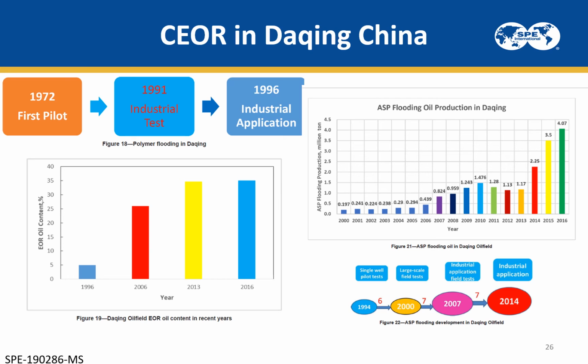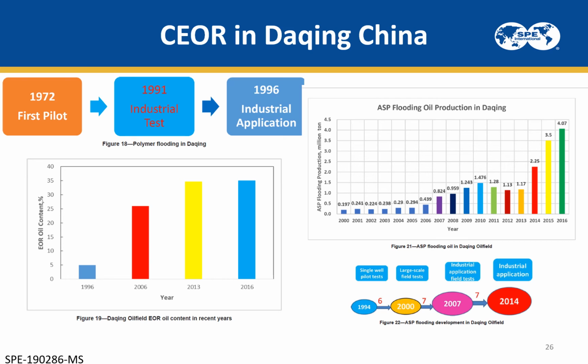Another detailed example, the famous example for chemical enhanced oil recovery, is Daqing oil field. From this research and this paper we can notice that the first pilot in this field was tested in 1972, and then after many years, in 1991 went for industrial test, and in 1996 for a full field implementation. And we can see the EOR contribution is increasing with time.